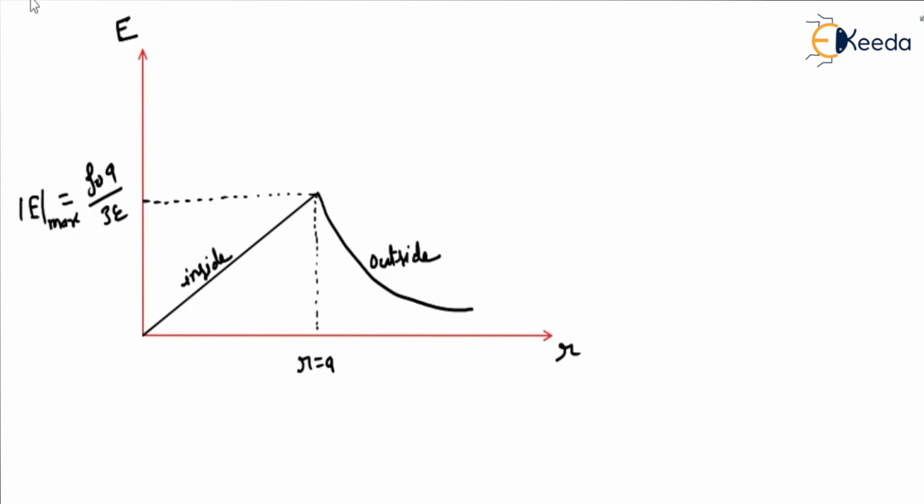This is the graph which we can plot by solving the above question. Inside, the electric field is linearly increasing, but outside of the sphere, it is parabolically decreasing, and on the sphere it is the maximum, and the mod of E max is rho naught a by 3 epsilon.